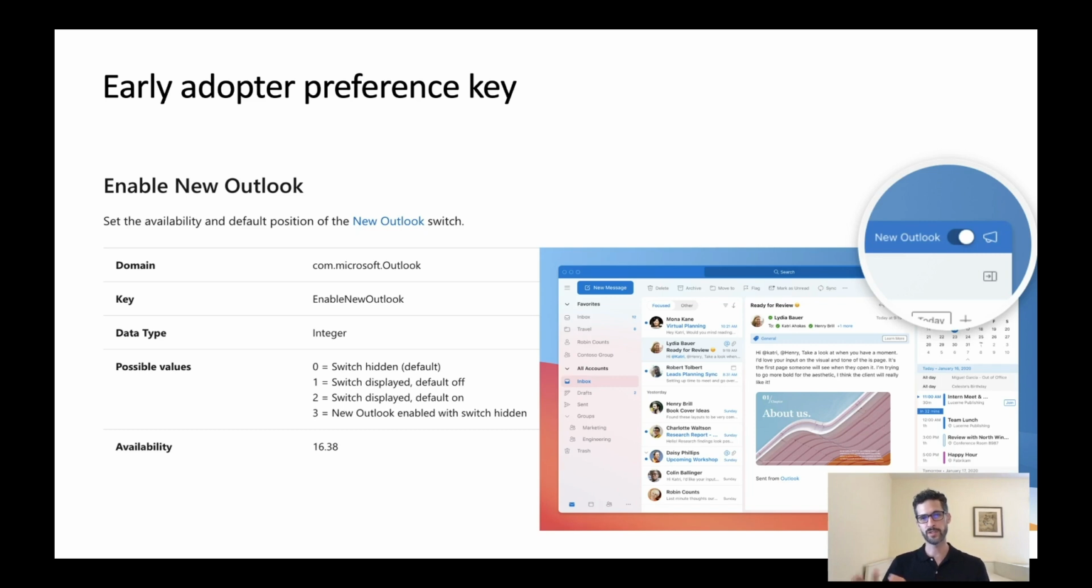So if you set the value to 0, that's kind of the current production experience, which means no switch in production. Or you can set the value to 1 to have it defaulting off. The value of 2 is a default on. That's kind of what you see right now in the screenshot, where you're in the new Outlook by default, but you can opt out. And finally, the value of 3, which I call the bold option, is to be in the new Outlook with no switch.